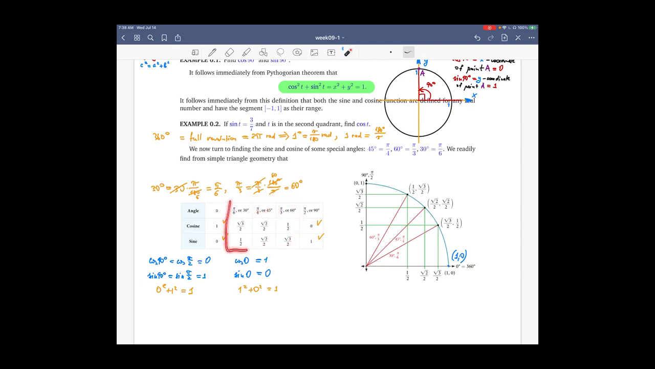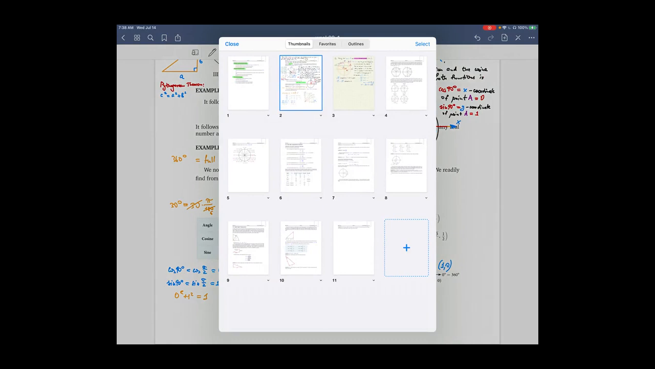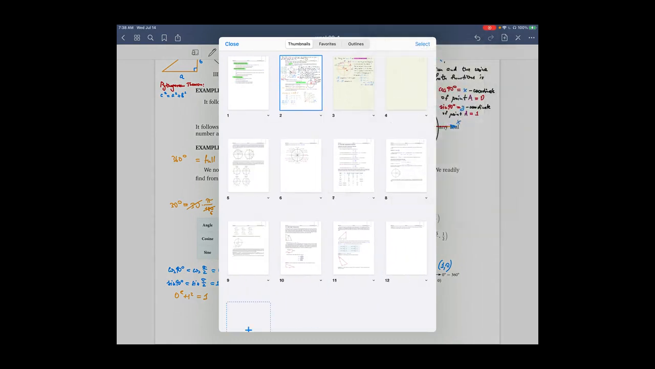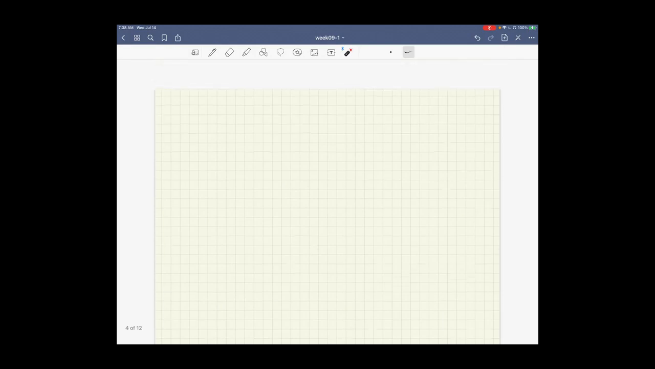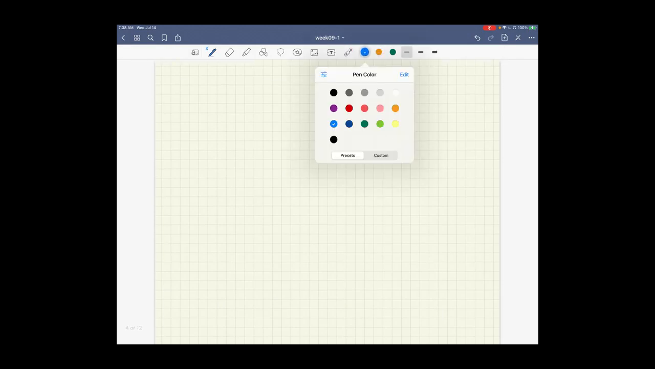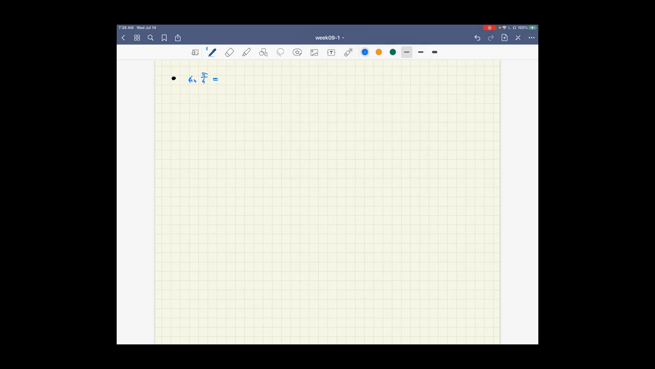So let's work with this portion of the table and understand where these numbers come from. Root 3 over 2 and 1/2, and also root 2 over 2. I'm going to add a page. Let's first explain that sine of pi over 4, which is sine of 45 degrees, is 1 over root 2, which is the same as root 2 over 2.